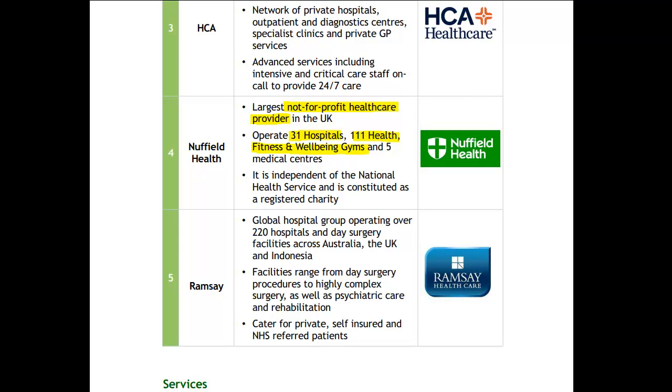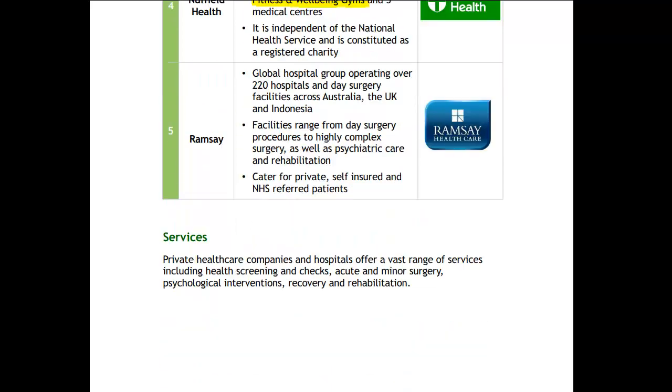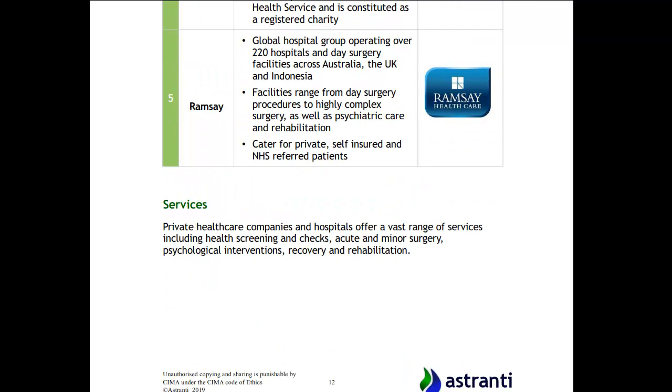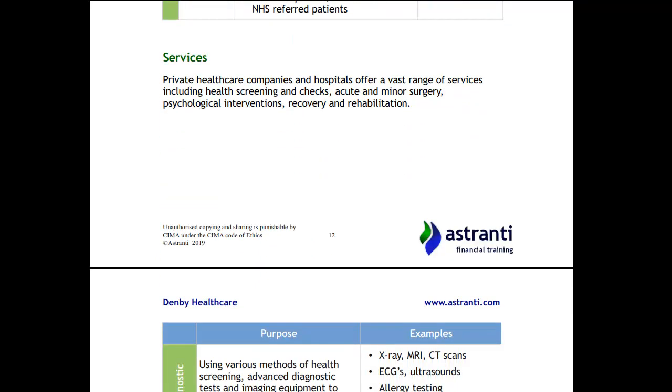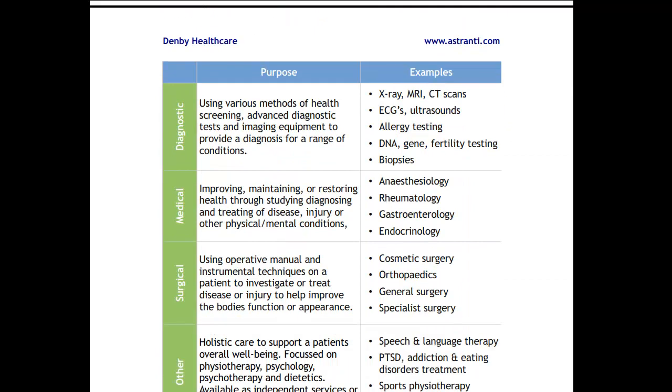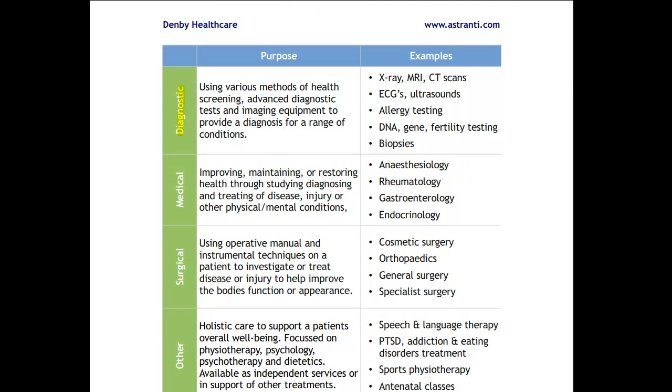So you can see that there is quite a range in terms of the services that companies operating within the industry offer. But on the whole, there are a range of quite fundamental services that many of the companies operating in the industry will provide. So there's the diagnostic services. So that's those services that are focused on diagnosing certain diseases, potentially through ranges of tests like allergy testing, gene, fertility testing, or it could be through imaging, so through x-rays, MRIs, scans, or ECGs and ultrasounds, for example.